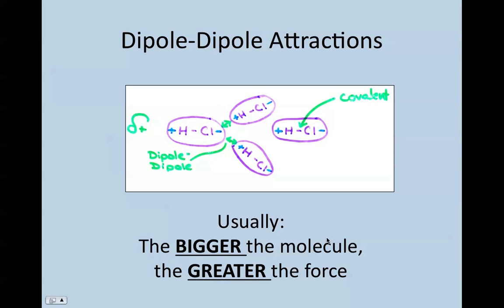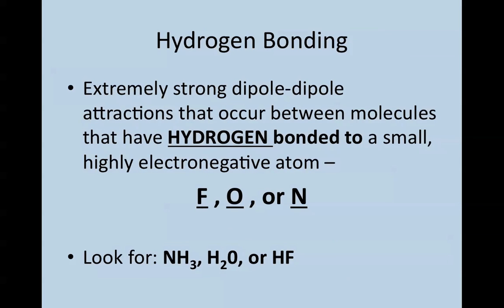And again, just like before, the bigger the molecule, the greater the attractive force between molecules. Finally, hydrogen bonding, and put a big star in your notes next to hydrogen bonding. You absolutely have to know and understand hydrogen bonding. This is an extremely strong dipole-dipole attraction that occurs between molecules that have a hydrogen bonded to fluorine, oxygen, or nitrogen. The three common examples that you should absolutely know for hydrogen bonding are NH3, H2O, and then hydrogen fluoride, HF.